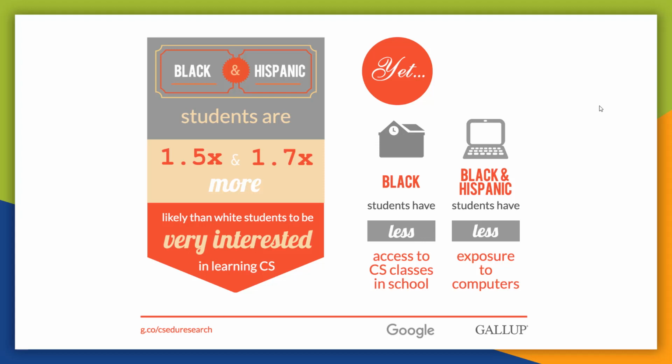So think about that, but then also realize Black students have less access to computer science classes. Black and Hispanic students have less exposure to computers. So how can we change that? How can we use these strategies to make sure we are connecting with Black and Hispanic students, removing barriers in terms of policies to getting them into classes that can support them in wanting to learn more about computer science?